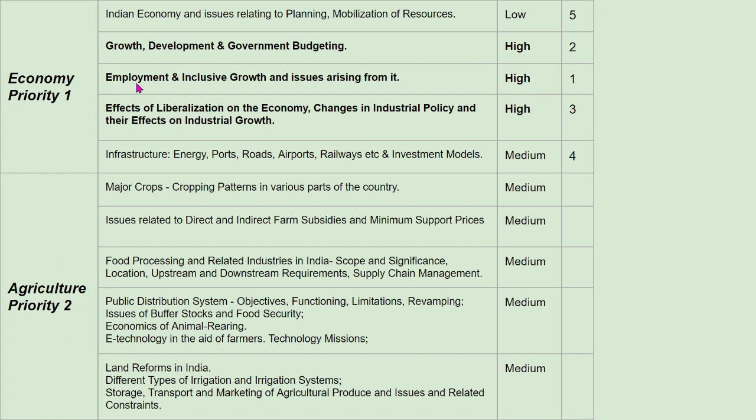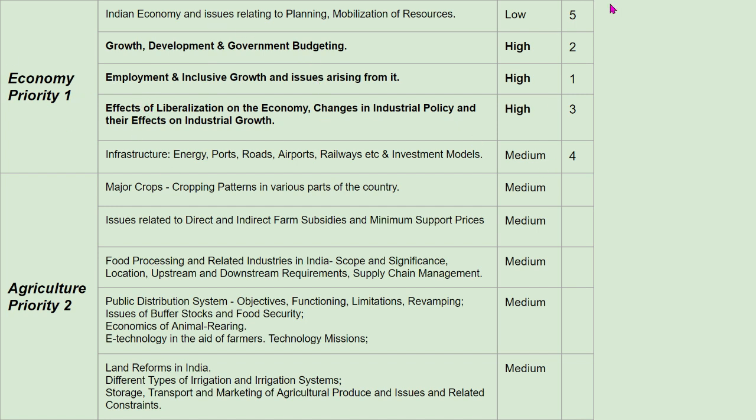That is especially the employment and inclusive growth and issues arising from it. This should be the first priority because this topic overlaps with the GS2 human resources part, where questions, if you observe, largely similar in nature have been asked in both GS2 and GS3 on this specific topic. Then growth, development and government budgeting, and then effects of liberalization on the economy, changes in industrial policy, and their effects on industrial growth. So these should be the top three priorities with respect to economy topics.